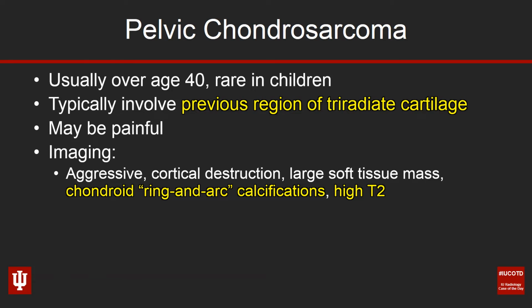Patients will present with hip pain, and radiographic findings can be very subtle, but CT and MRI demonstrate more dramatic findings. Pelvic chondrosarcomas are malignant and demonstrate aggressive features such as scalloping and destruction of cortex, soft tissue and marrow edema, and periosteal reaction. They are large soft tissue masses with chondroid ring and arc calcifications. The nodules of hyaline cartilage result in its characteristic lobular shape, as well as the high T2 signal from its high water content.